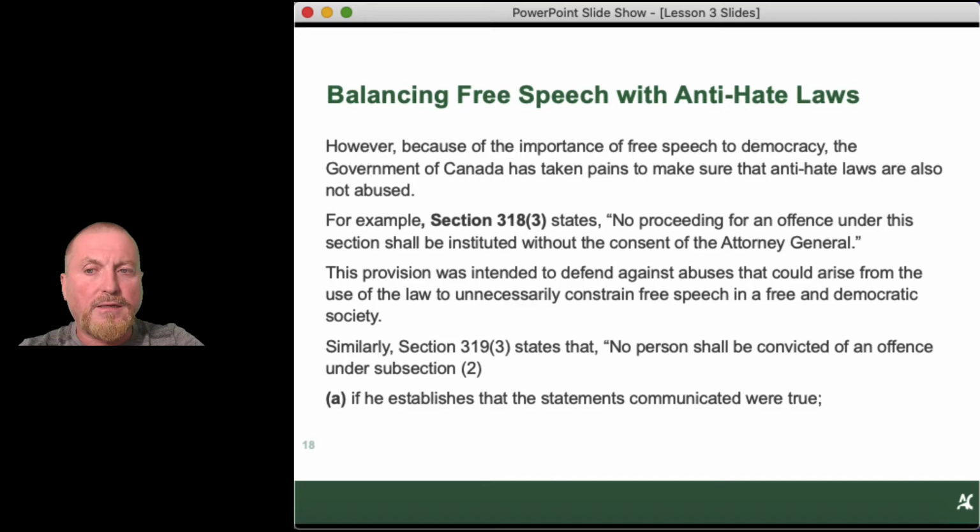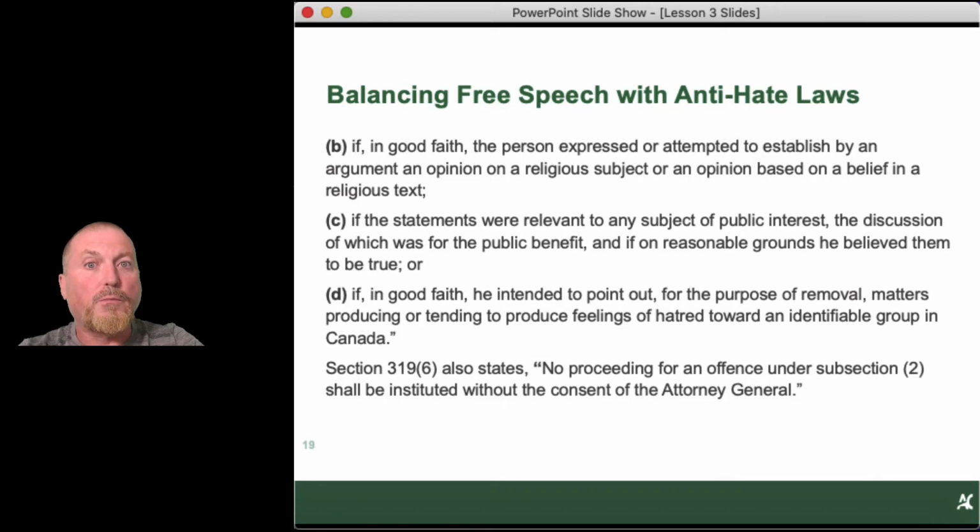Similarly, Section 319.3 states that no person shall be convicted of an offense under Section 2 if he establishes that the statements communicated were in fact true. They were factual, because then you're reporting a fact. Or if, in good faith, the person expressed or attempted to establish by an argument an opinion on a religious subject or an opinion based on a belief in a religious text. In other words, if your opinion is based on a religious text or a religious subject, then there's going to be a lack of willingness for the state to proceed with any legal proceedings.